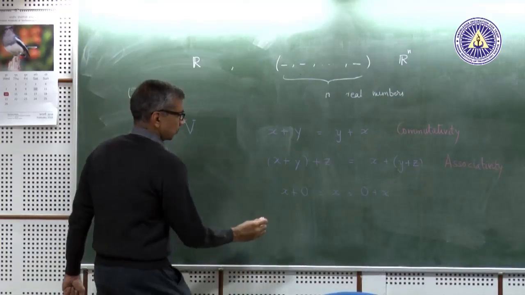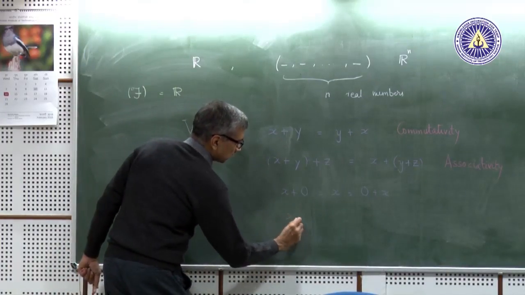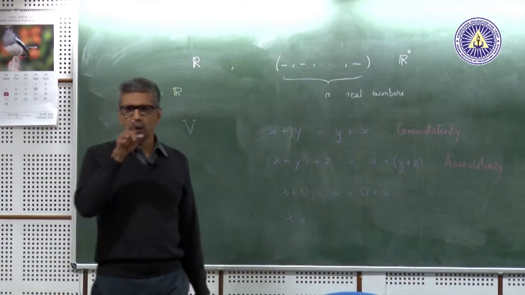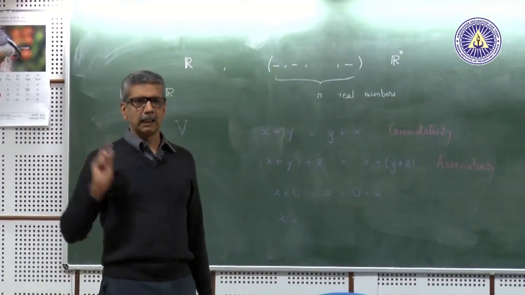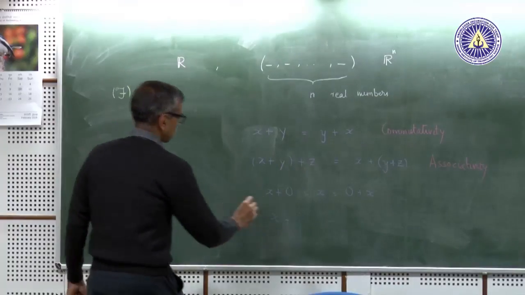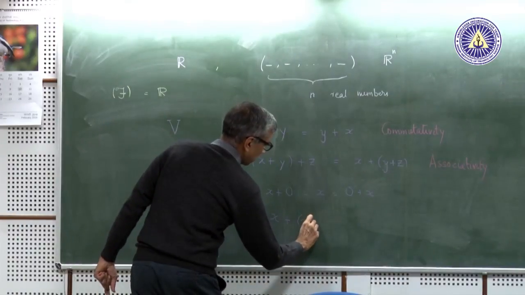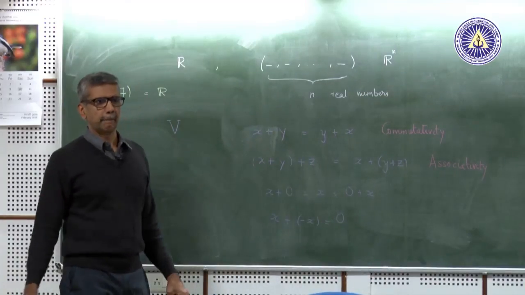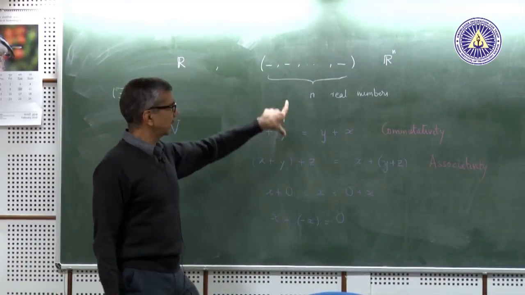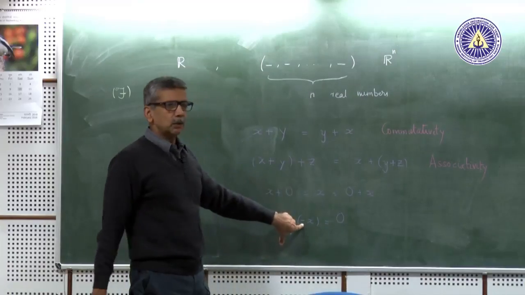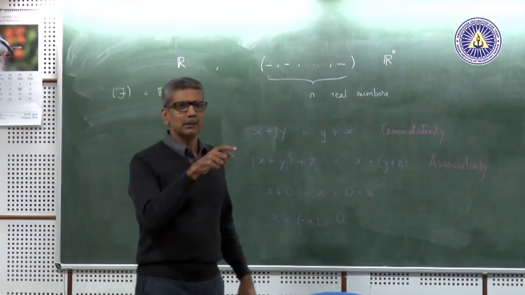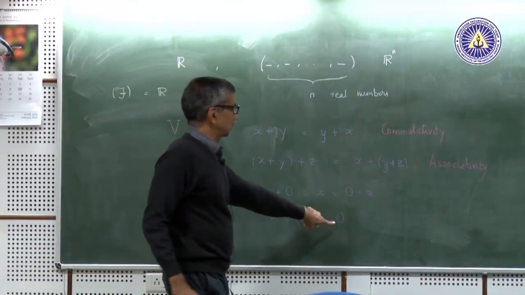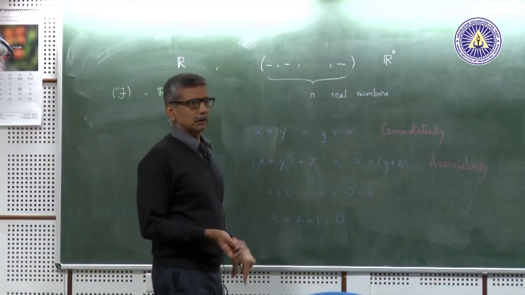Now for every x there is another element which I will call dash x, such that x plus dash x will give you the 0 element. That is, if you give me any x, I can find you this. You will immediately associate it with negative x, which will give you the 0 element.